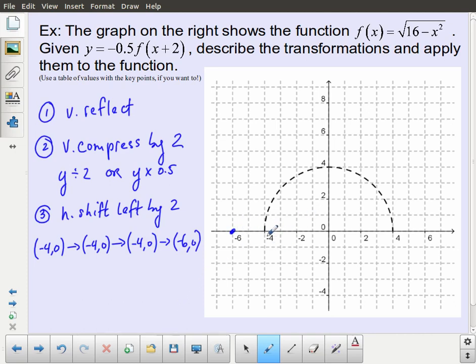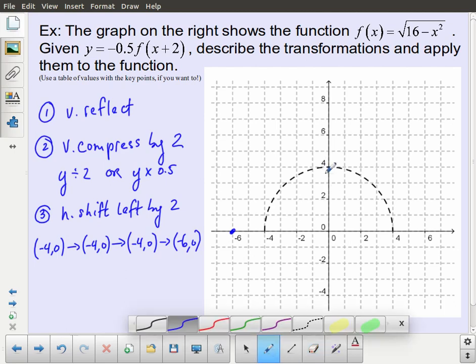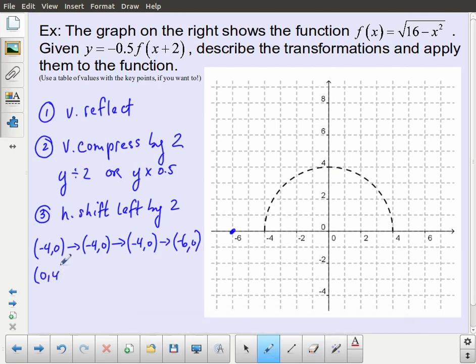All right, can we find another one? Well, there's a good point here. So this is the point 0, 4. So what happens to that? The first thing is we reflect it, so that becomes 0, -4. The next thing we do is we compress it by 2. So 0, -4 becomes 0, -2. And then the last thing we do is shift left by 2. So this becomes -2, -2. -2, -2 is right there.